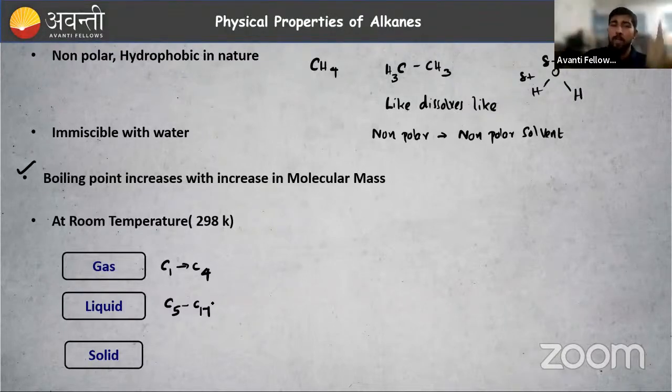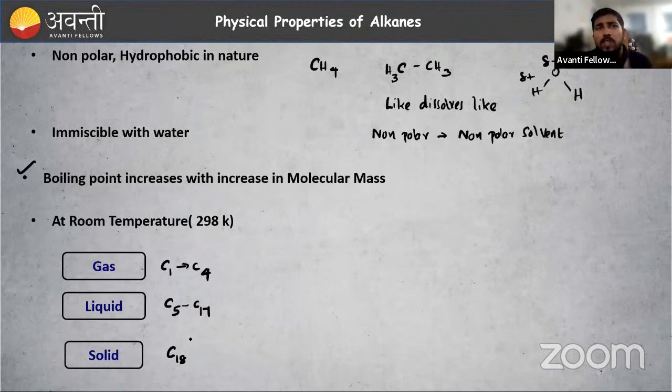Then the higher members, where the number of carbons is greater than 17, exist in the solid state. That means the force of attraction between these molecules, the Van der Waals force of attraction, is very high. So that is the physical state: gas, liquid, solid. Lower members are gases, and higher members exist in the solid state.